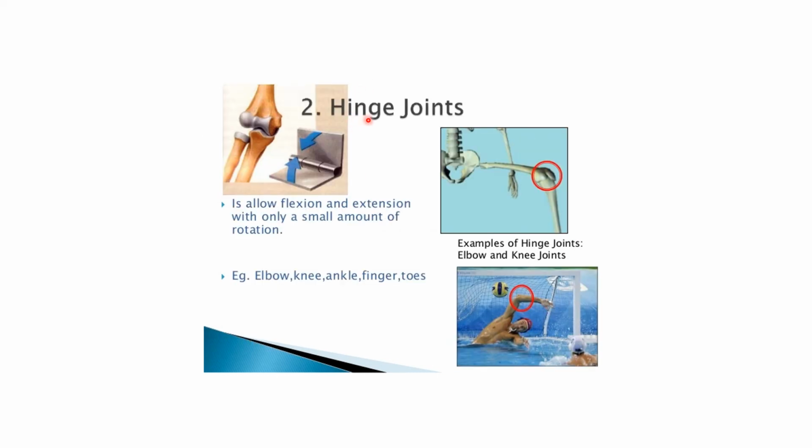Now the second type of joint, which is known as hinge joint. It allows flexion and extension with only a small amount of rotation. So for example elbow, knee, ankle, fingers, toes, etc. They are varieties of hinge joint.